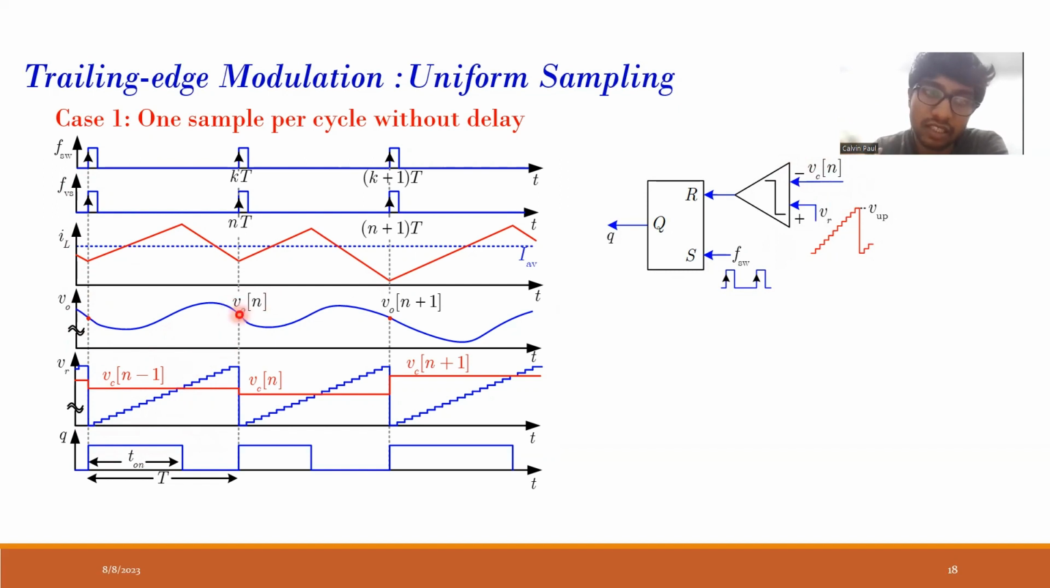I take another sample over here, and instantaneously, I assume that there's no delay in the ADC and no delay in the controller computation, and it is instantaneously generating VC of N. And that is being compared with the ramp, and I'm getting the duty ratio.